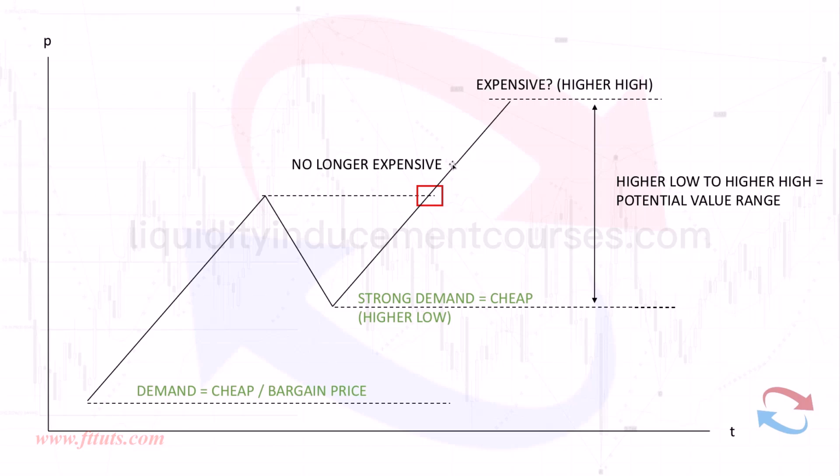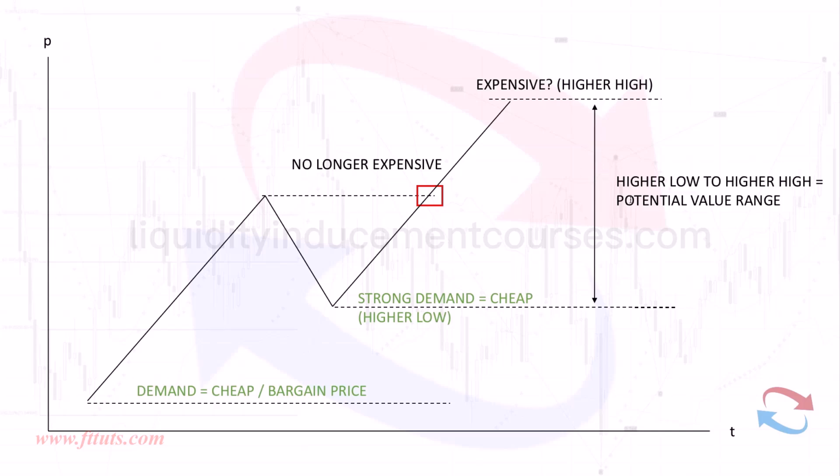There was still a lot of demand for the asset. So this again becomes a cheap area, a potentially cheap area, in exactly the same way that the source of this move from the low to the high becomes a bargain price and a cheap area. So lows and higher lows in an uptrend are the areas that you want to look for on a price chart when it comes to searching for demand and identifying demand on a price chart.